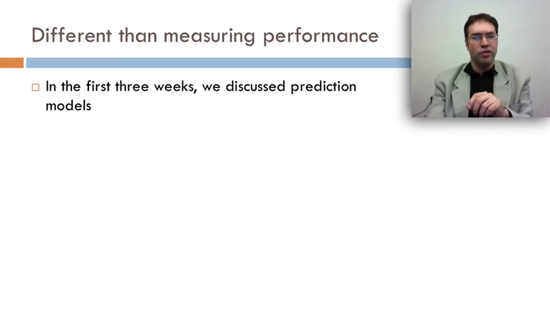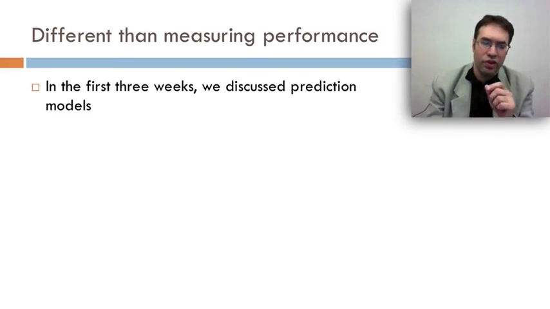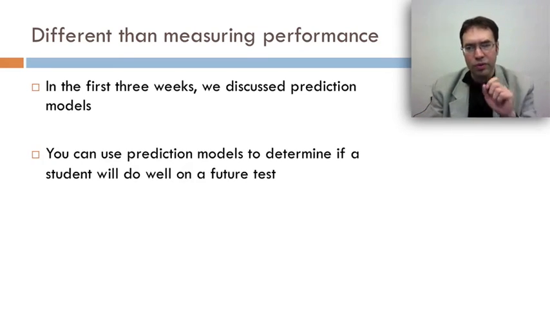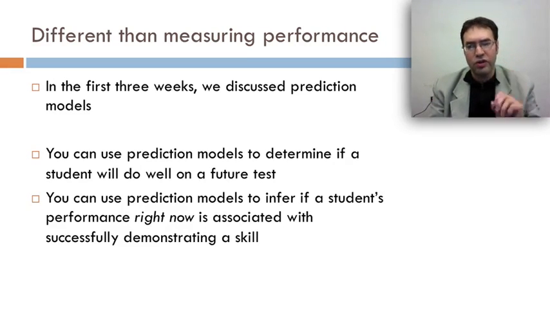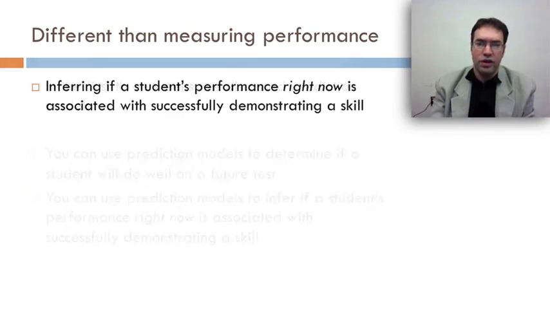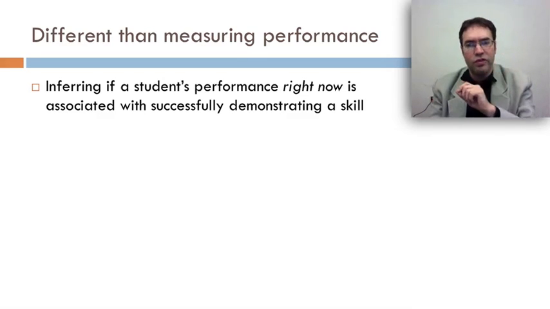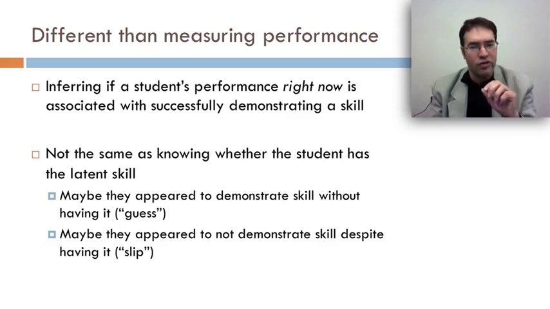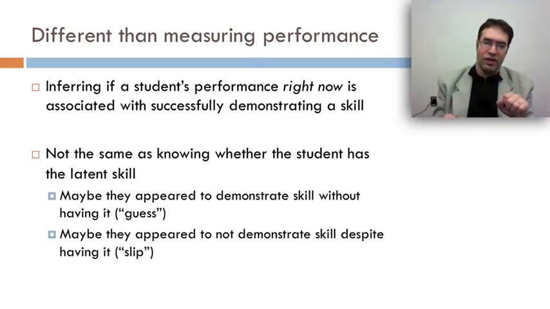This is different than measuring performance. In the first 3 weeks, we discussed prediction models. You can use prediction models to determine if a student will do well on a future test. And you can use prediction models to infer if a student's performance right now is associated with successfully demonstrating a skill. But inferring if a student's performance right now is associated with successfully demonstrating a skill is not the same as knowing whether the student has this latent skill.